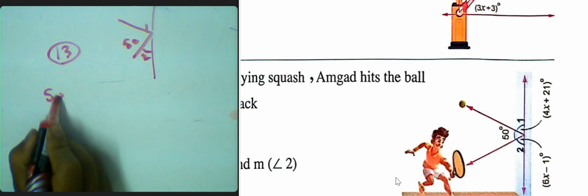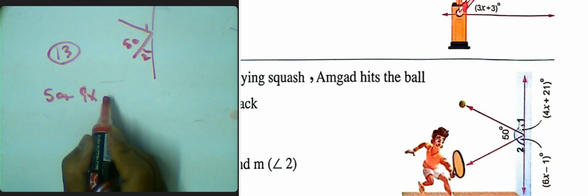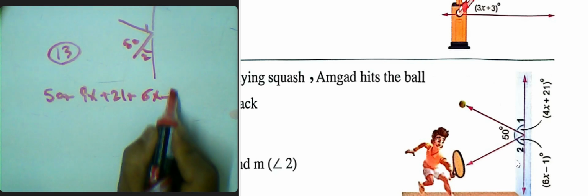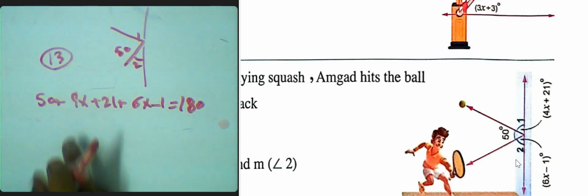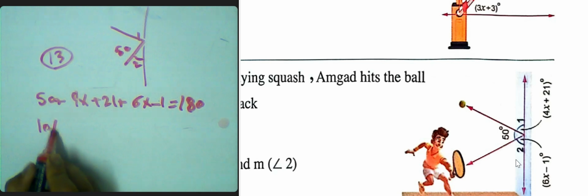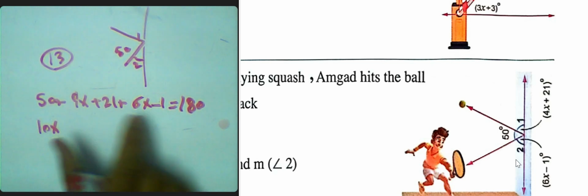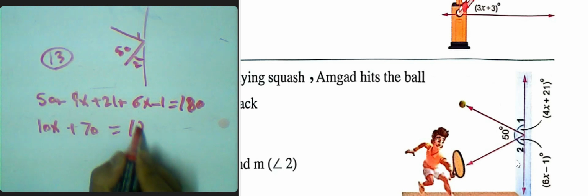So you can write 50 here plus the measure of angle 1, which is 4x plus 21, and the measure of angle 2, 6x minus 1. The sum of them equals 180 degrees. And then 4x plus 6x will be 10x. 50 plus 21 minus 1: 21 minus 1 is 20, 20 plus 50 will be 70. So the result will be 180.